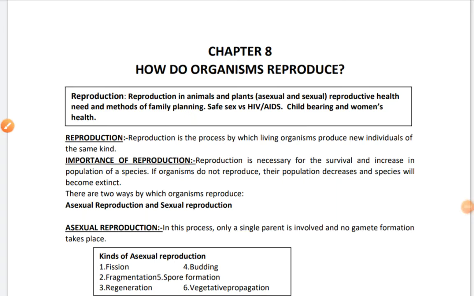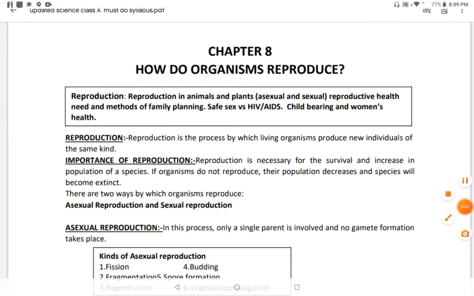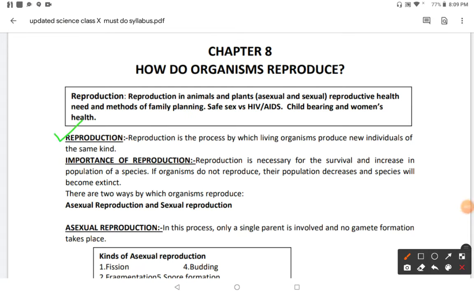A quick revision of chapter 8, and its name is How Do Organisms Reproduce? And first of all, what is reproduction? Reproduction is the process by which living organisms produce new individuals of the same kind.